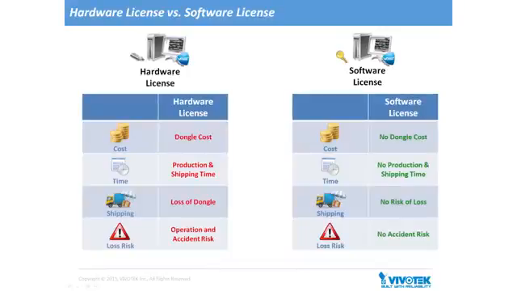In the past, VAST only supported a hardware license, so users needed to have a dongle to register the software. But now, Vivotek has provided self-contained software license support. Users will no longer need to purchase the dongle, expend production and shipping time, and suffer the risk of loss or accident. The software license represents an advance in intelligent design and usability.